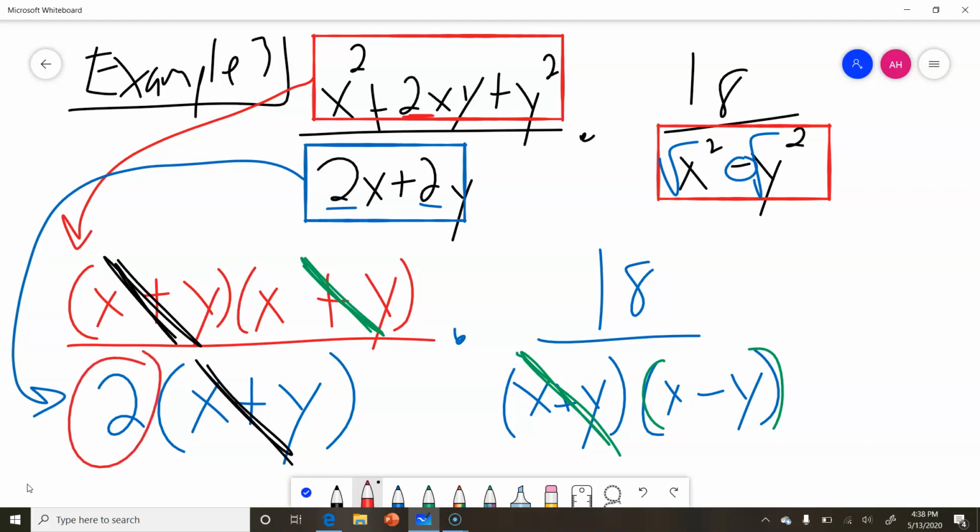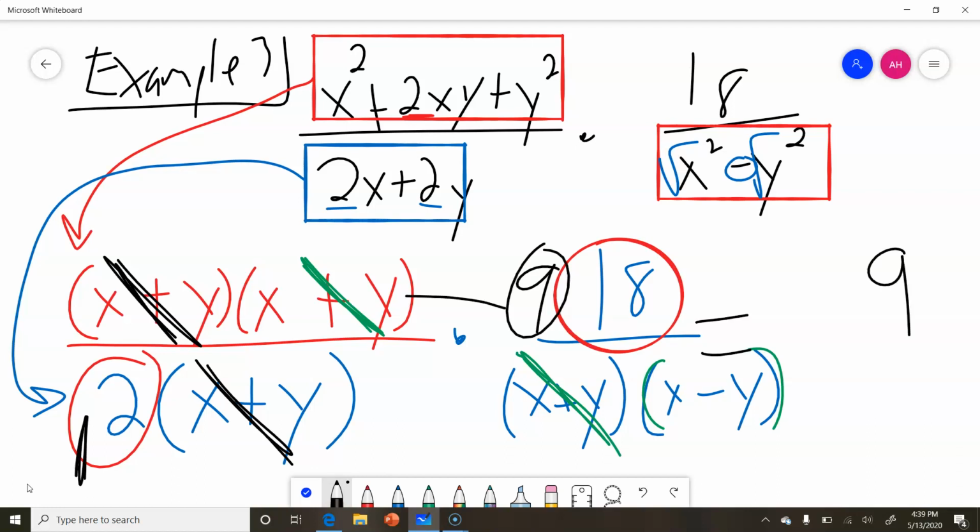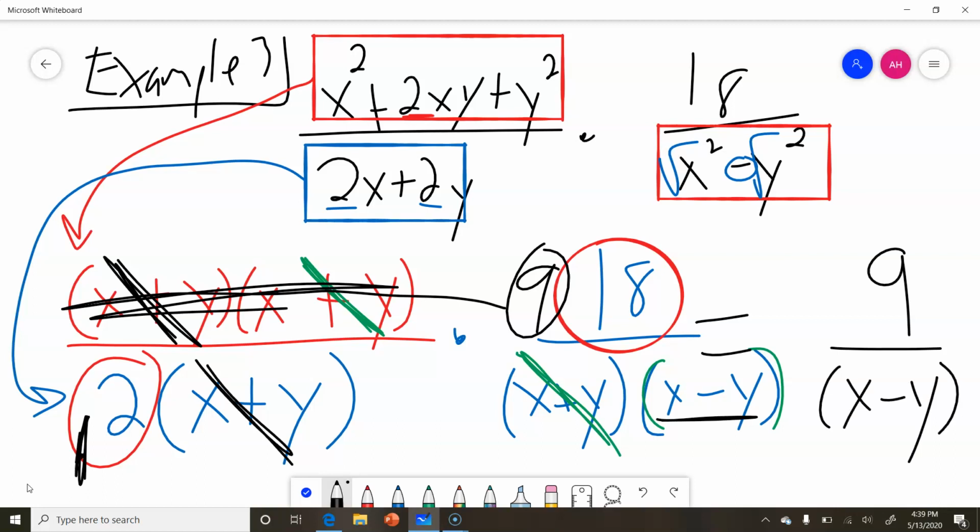Now look at this 2 and this 18. 2 goes in 18, right? 1 and 9. So this transfers to 9, right? 9 times, oh, there's nothing up here left, so it's just 9, over, this is a 1. 1 times x minus y is simply just x minus y, and there is my final answer. Okay, so it's just combining all the things we've done over the last few weeks, combining them all into one step.